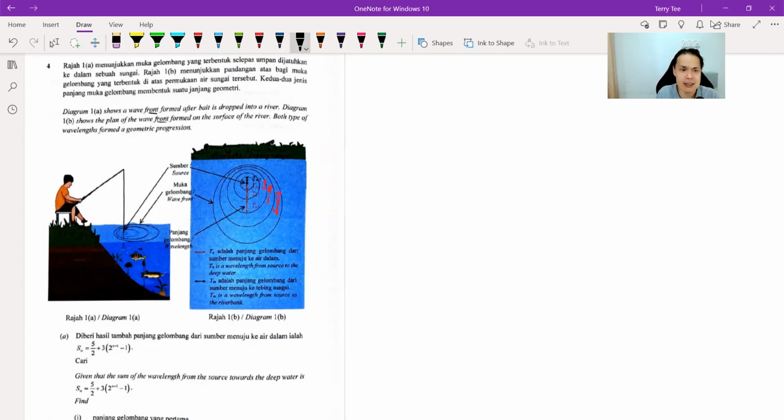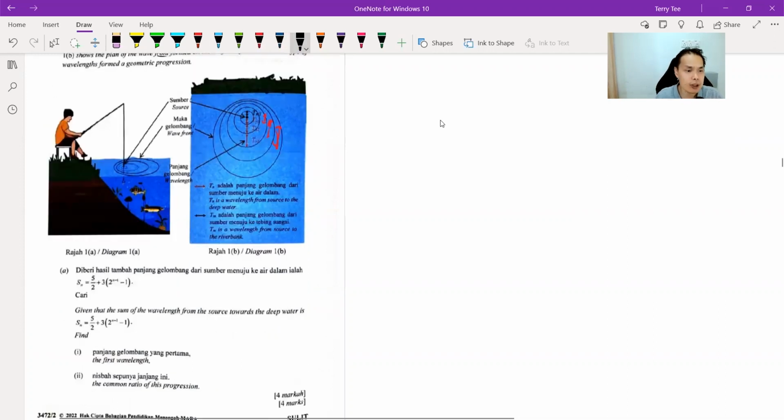So, but actually that doesn't really matter, because what matters is the formula here. They give us this formula Sn equals to 5 over 2 times (3 to the power of n minus 1) minus 1.